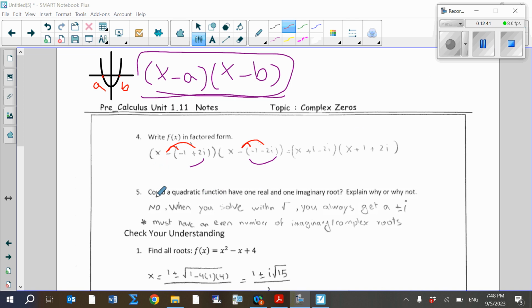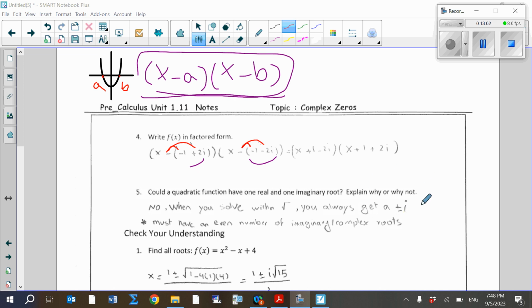Now let's answer this question. Could a quadratic function have one real and one imaginary root? Explain why or why not. So the answer is no. When you solve with the radical, you always get a plus and minus i.